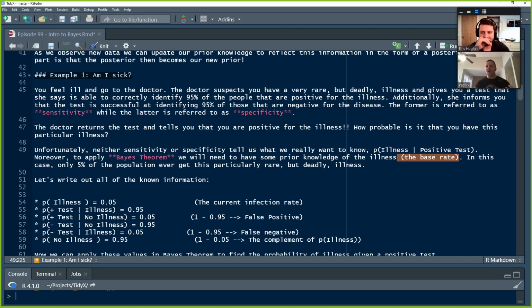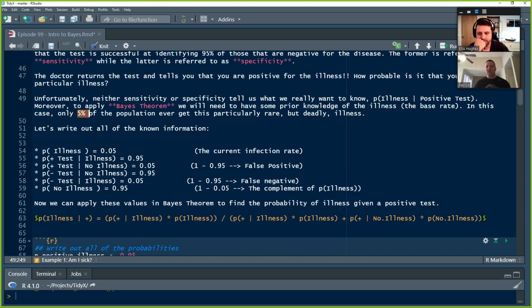What we really want to know is the probability of illness given a positive test. And that's where we can apply Bayes' theorem. We use our prior knowledge about the base rate of this rare but potentially deadly disease, which is only 5% in the population. And we're going to apply that and update with the information that Ellis was positive, given what we know about the test sensitivity and specificity, and its false positive and false negative.